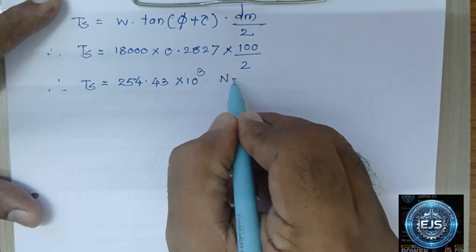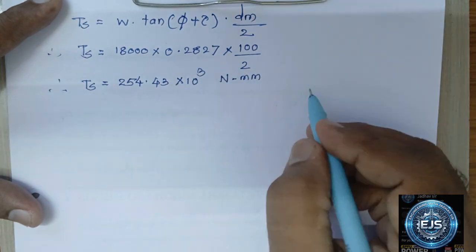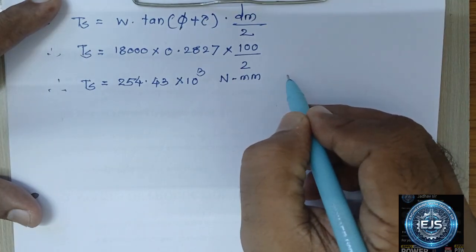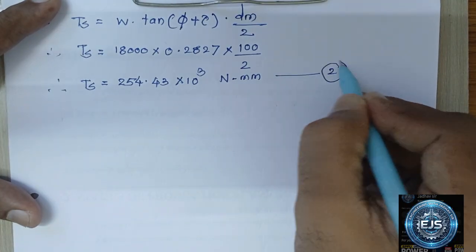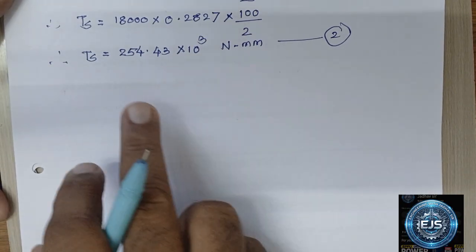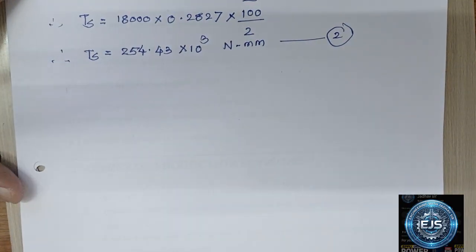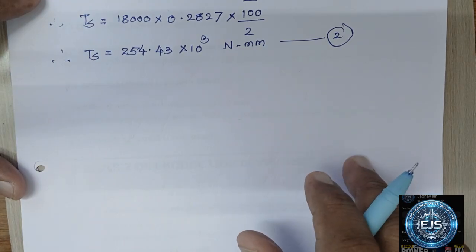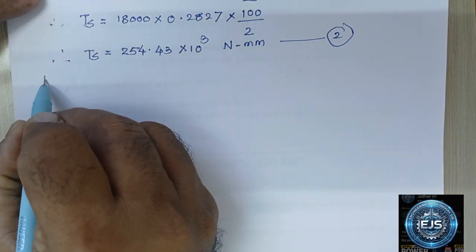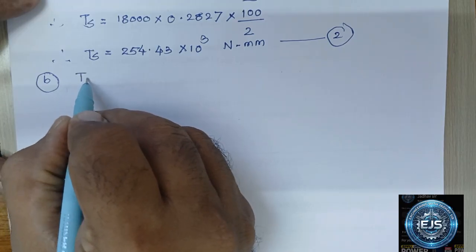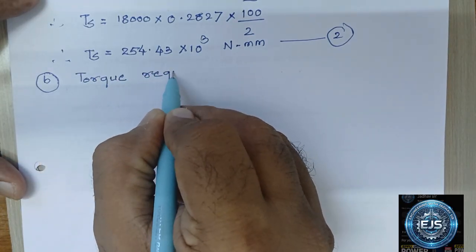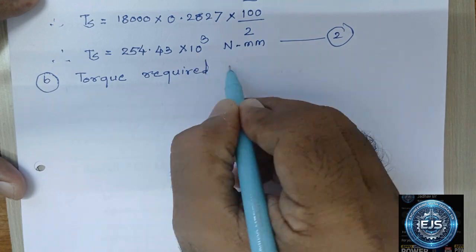And the unit of the torque is Newton into mm. So we'll mark this as equation number 2. Now after calculation of TS, we have to calculate TC, that is torque required to overcome the collar friction. So next step is B step, torque required to overcome the collar friction, denoted as TC.